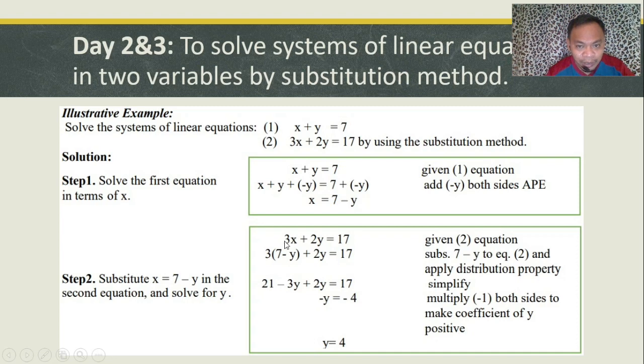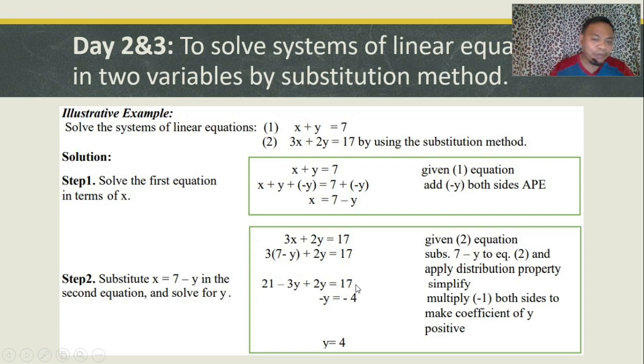So, nagiging, yung second equation natin ay 3x plus 2y is equal to 17. So, magiging 3 times the quantity, yung value ni x which is 7 minus y. Diba? Plus 2y is equal to 17. Okay. Saan galing si 7 minus y? Sa ating step number 1, di ba? The value of x is equal to 7 minus y. Okay, so simplify. 3 times 7, so nagiging 21, di ba? Then 3 times negative y is nagiging negative 3y. Then plus, ito, 2y, then equal to 17.